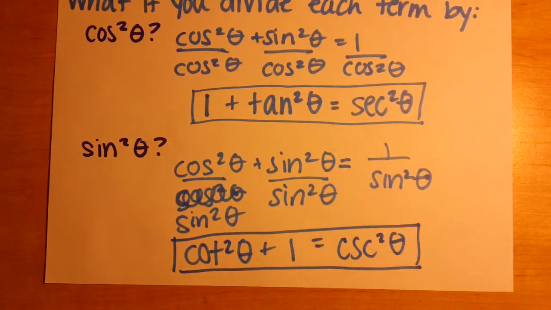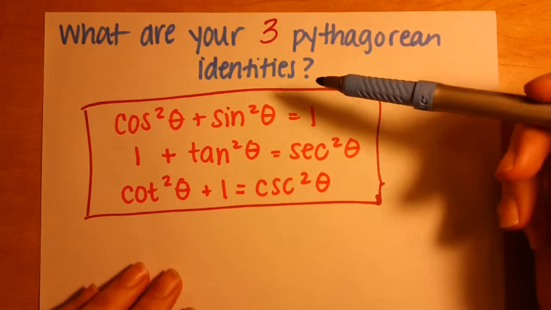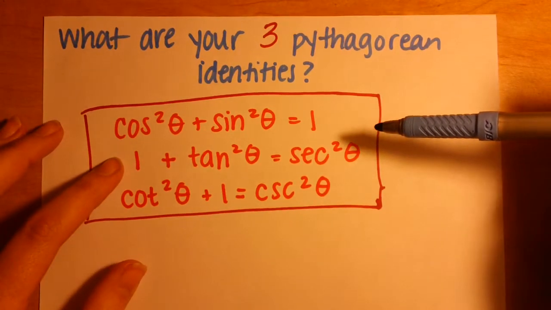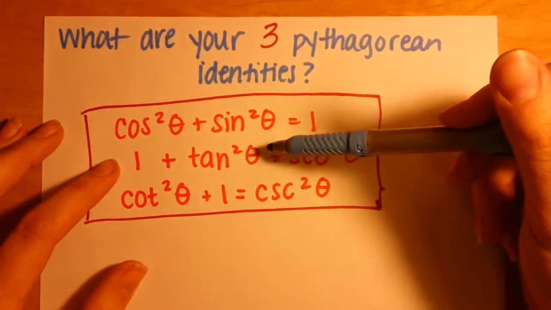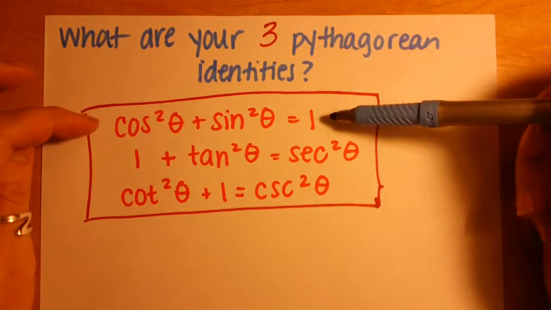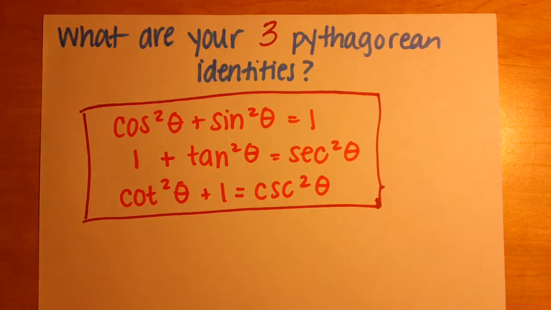So now we want to memorize these identities. If you ever get stuck, you can derive them, but it might be a good idea to memorize them. So let's look at what our three Pythagorean identities are. Our first one is cosine squared theta plus sine squared theta equals 1. The second one we found by dividing by cosine squared theta: 1 plus tangent squared theta equals secant squared theta. And then our last one we found by dividing by sine squared theta, and we get the following one. So again, we have to memorize these.